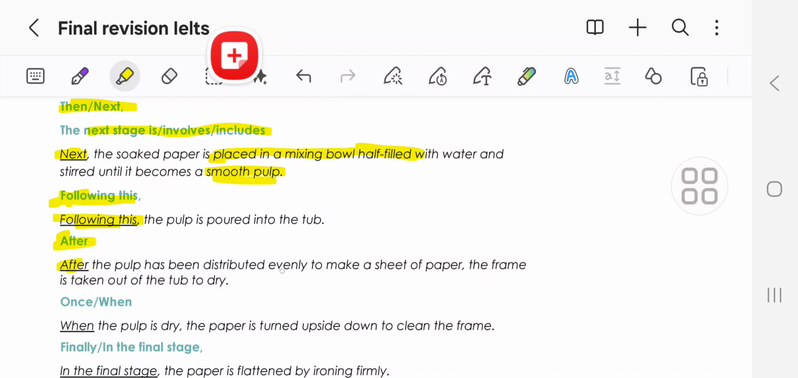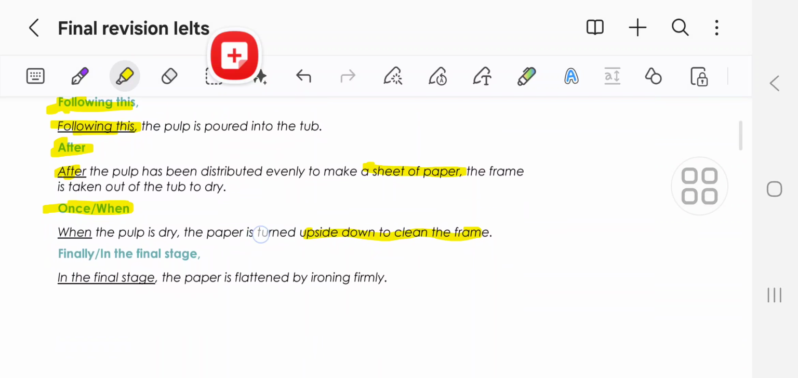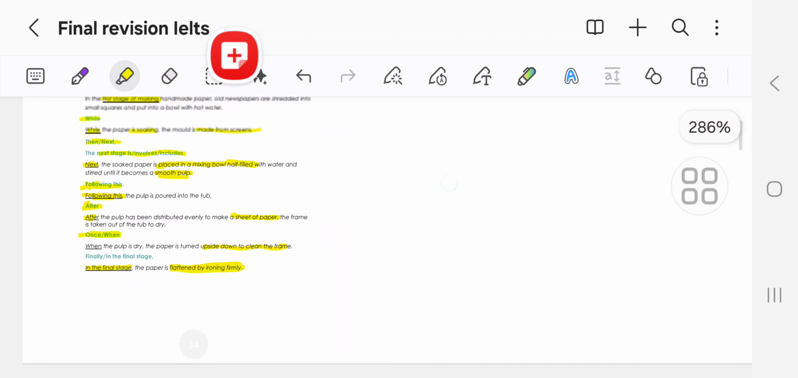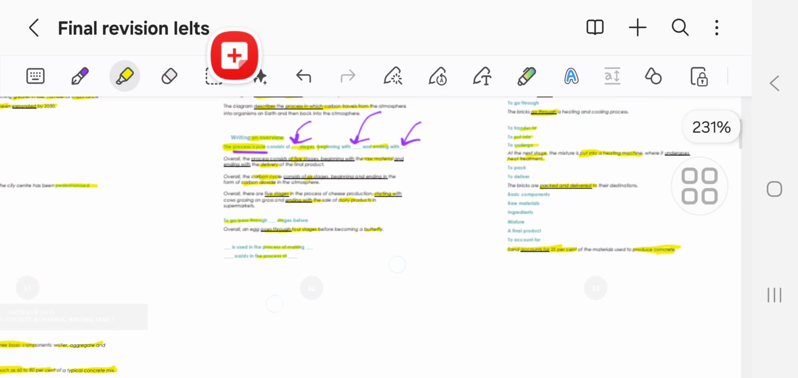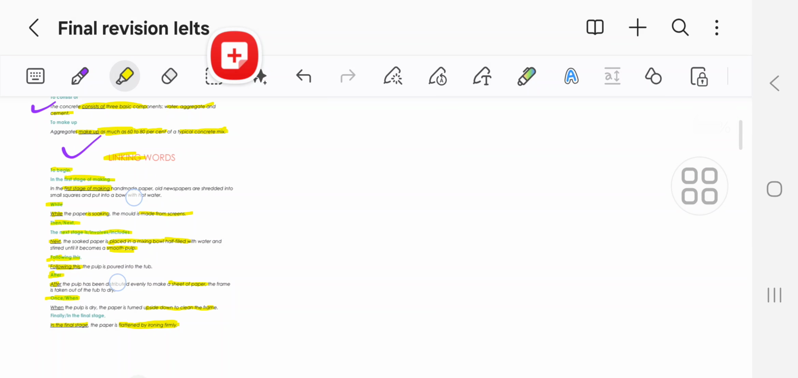After the pulp has been distributed evenly to make a sheet of paper, the frame is taken out of the tub. When the pulp is dry, the paper is turned upside down to clean the frame. And finally, in the final stage, the paper is flattened by ironing it firmly. Like that. And then we have different situations to answer.